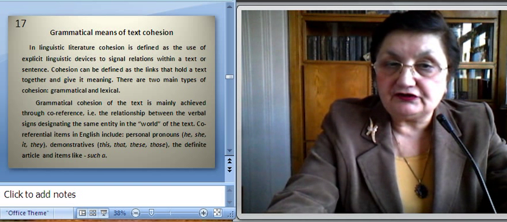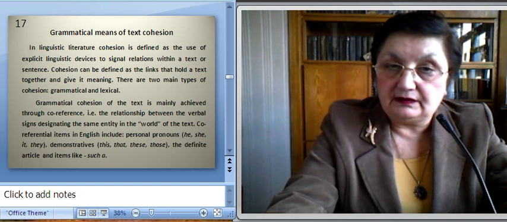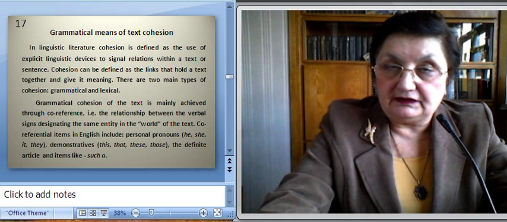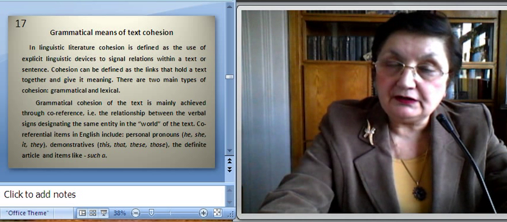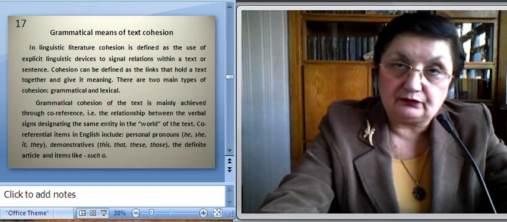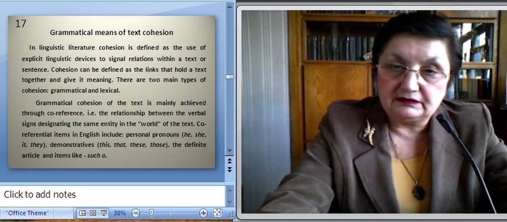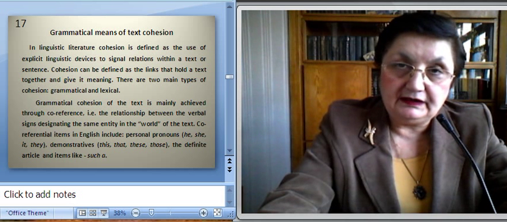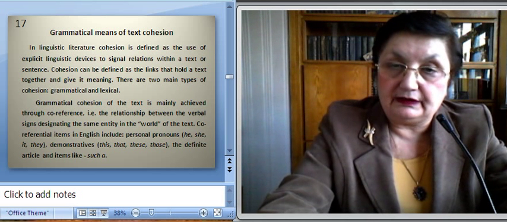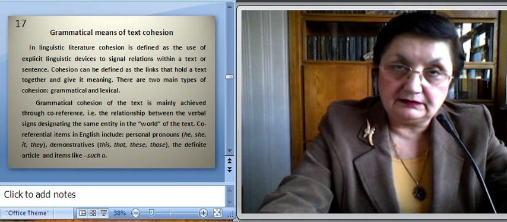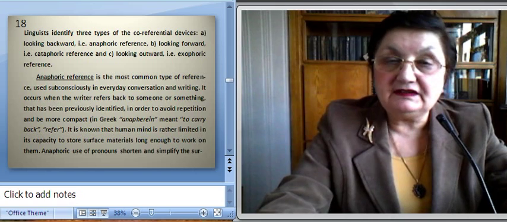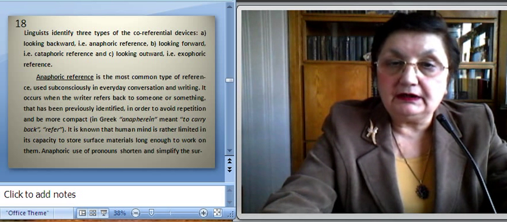Coreferential items in English include personal pronouns: he, she, it, they; demonstratives: this, that, these, those; the definite article; and items like "such" and "as." Linguists identify three main types of coreferential devices. Looking backward, that's anaphoric reference. Looking forward, that's cataphoric reference. And looking outward, that's exophoric reference.